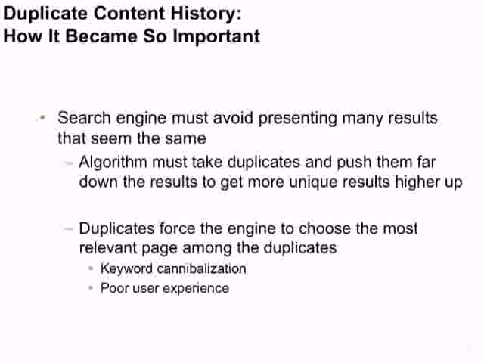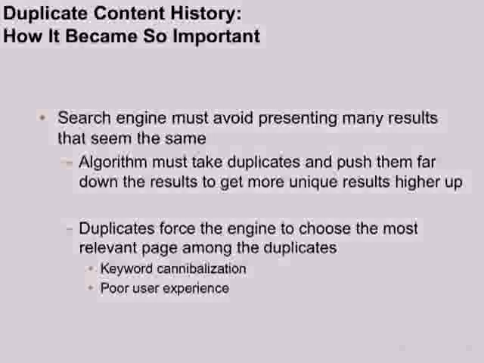So there's lots of issues associated with duplicate content, how it became important, but before we completely understand it, we need to know why it became important. And it was because there was a lot of published content, people were using other people's content and not attributing it to the proper publisher.